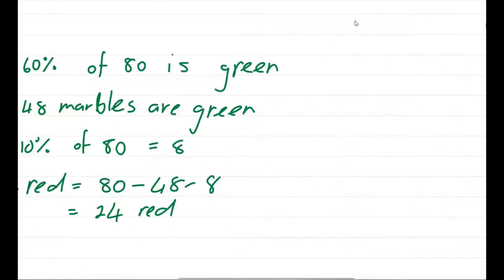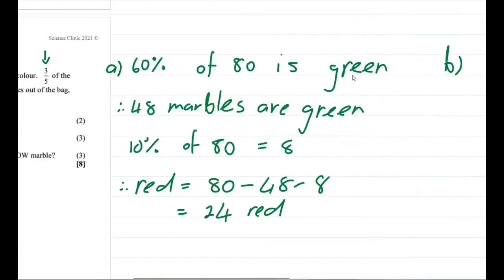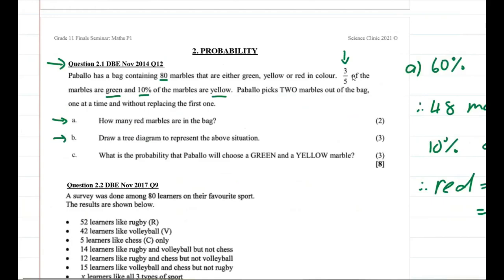Right. So they want me to go and draw this tree diagram. Now remember, he's picking 2 marbles out of the bag, one at a time without replacing one. Okay. Now let's start. Now remember, you can't pull out marbles without you being there. So this is you. You ready to pick some marbles? Yes, sir.